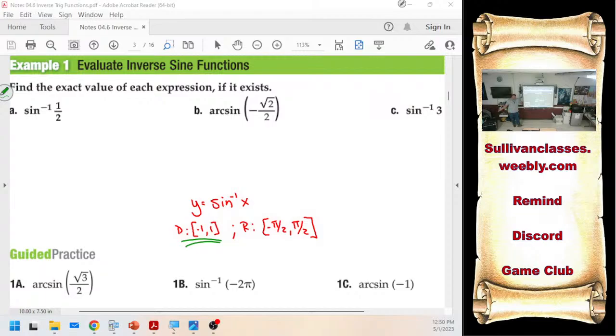1/2 is between -1 and 1. Okay, it's a legal target. We're good. So then I'm going to go to -pi/2 to pi/2. I'm in quadrants 1 and 4. Where do I see a sine value of 1/2?